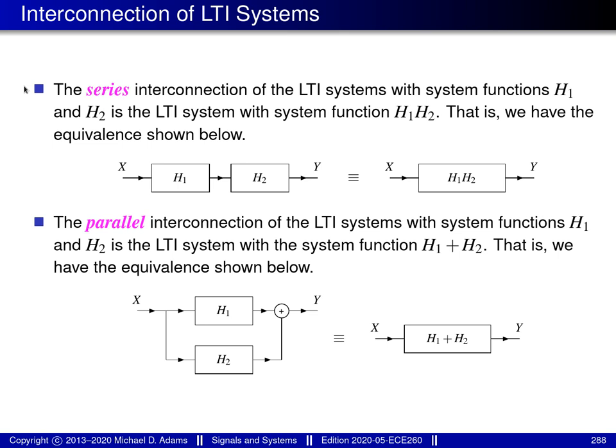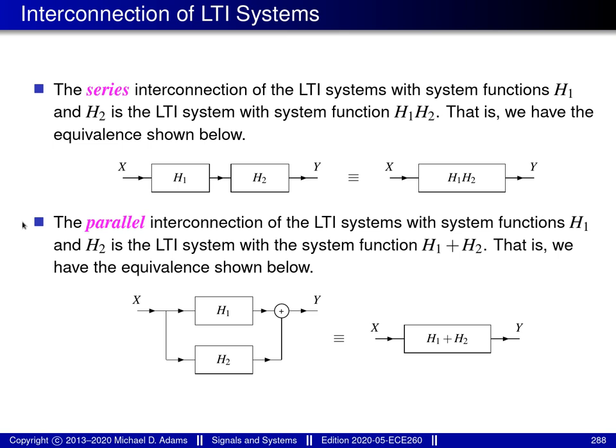First, let's consider series interconnections. Earlier in the course, we saw that the series interconnection of two LTI systems behaves as a single LTI system with an impulse response equal to the convolution of the individual system impulse responses. From this, we can infer the following by using the convolution property of the Laplace transform. The series interconnection of LTI systems with system functions big H1 and big H2 is the LTI system with system function big H1 times big H2. In other words, when LTI systems are connected in series, their system functions multiply.